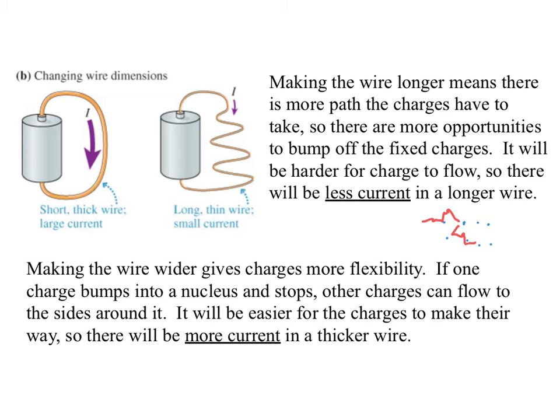If we make the wire wider, then the charge has more flexibility. If one charge bumps into a nucleus and gets stopped, other charges can flow off to the side and move around it. So it's easier for the charges to make their way, so there's more current in a thicker wire. You can think of this as sort of, what if you had to run laps in a hallway?